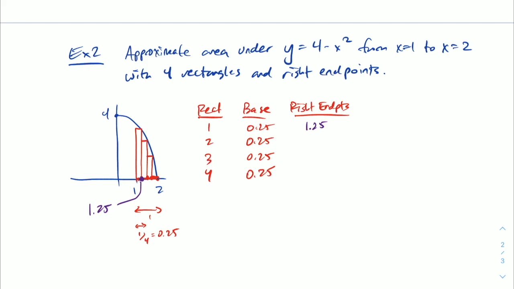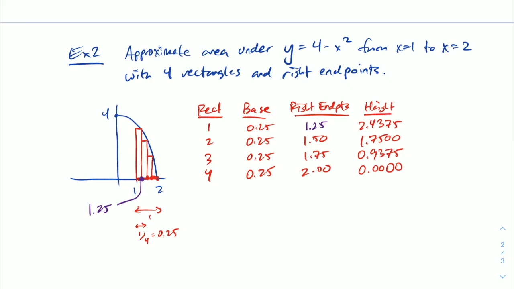And then we just keep adding 0.25 each time. We'll get 1.50, 1.75, and 2.0. Then we'll take these right endpoints, we'll put them into the function. So we're going to take each of these values and evaluate them using y equals 4 minus x squared. When we do this, we'll get 2.4375, 1.75, 0.9375, and 0.